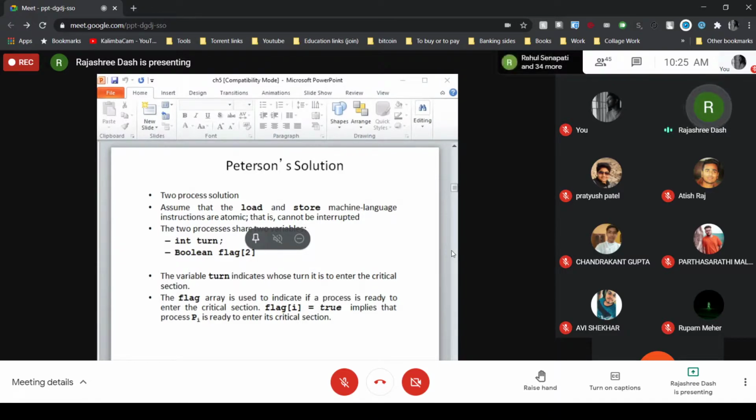The turn variable indicates whose turn it is to enter the critical section, which process now is allowed to enter the critical section. Now the flag array indicates if flag[i]... there are two processes, so if flag[0] is true, that means process P0 is ready to enter the critical section. If flag[1] is true, that means process P1 is ready to enter its critical section.